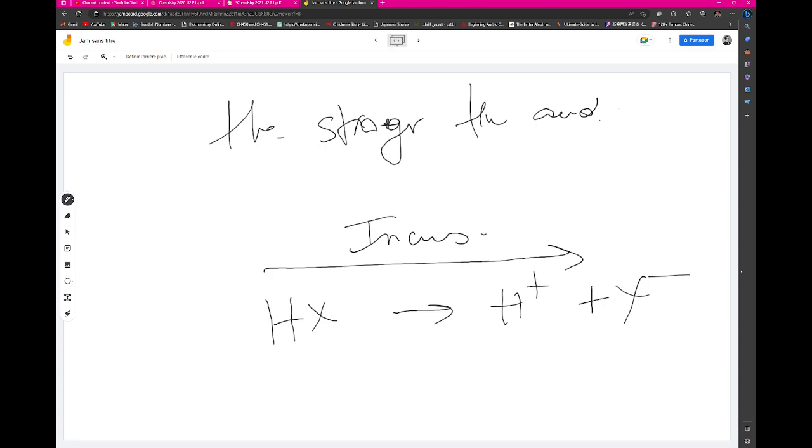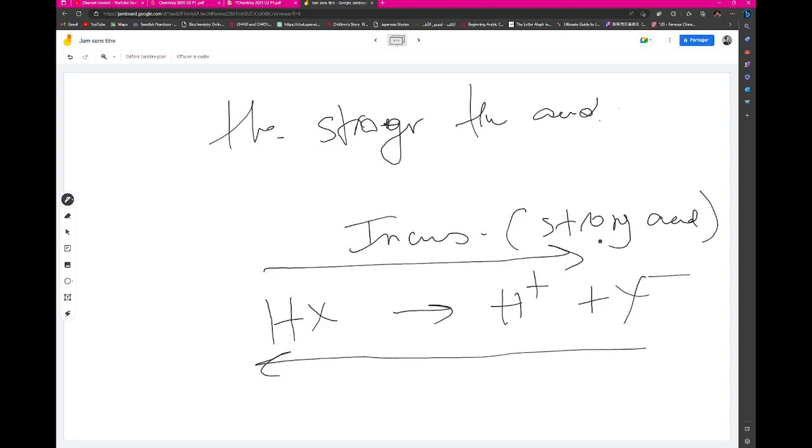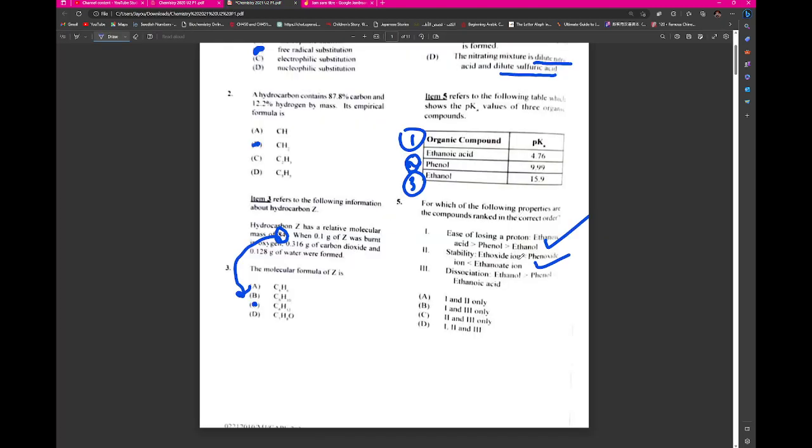That means that the strong acid wants to dissociate, but the weak acid would like to stay regular, because we know that its conjugate is unstable. So this means that ethanol will not want to dissociate more than phenol, and phenol will not want to dissociate more than ethanoic acid. So 3 has to be out, it is the best answer.